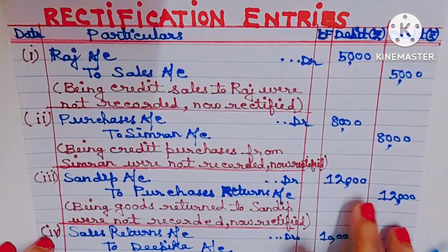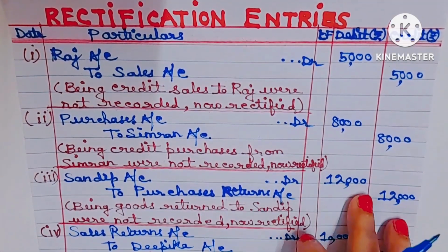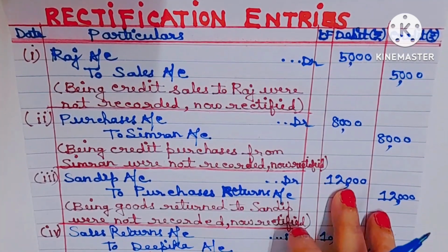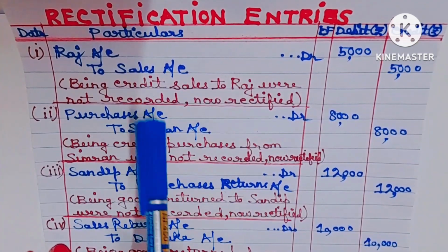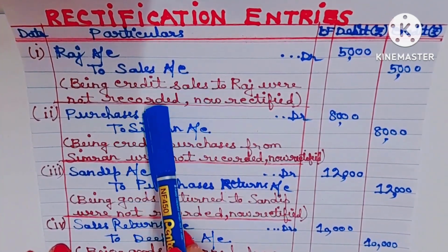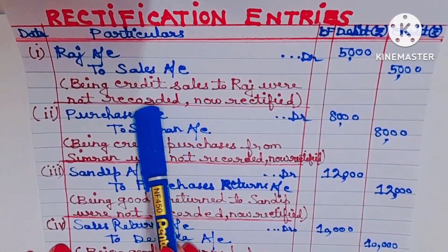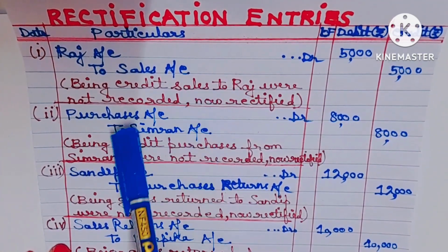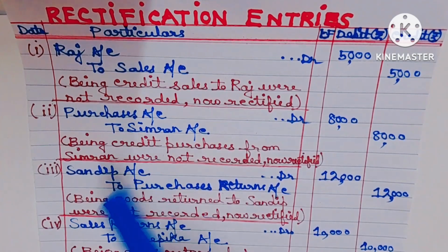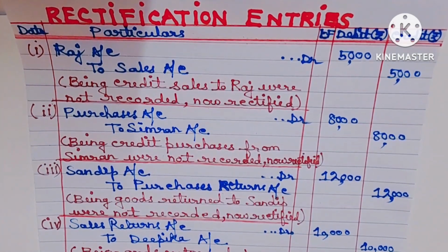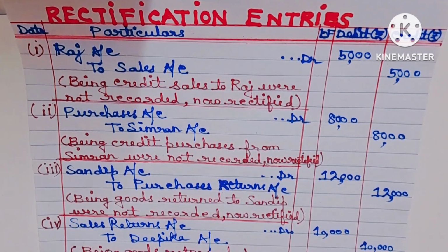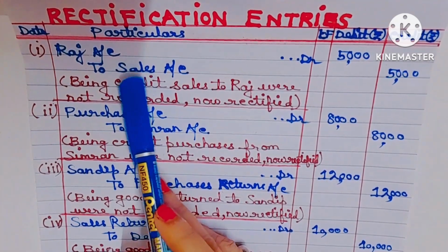But still, today I'm going to tell you why Raj account is debit in the first transaction. Why Raj account is debit? See the first transaction. Goods sold to Raj on credit were not recorded. Why Raj account is debit? Because Raj comes under personal account. And according to personal account, the receiver of the benefit is debit. Here Raj is the receiver of the benefit. That is, he is the receiver of goods. So Raj account will be debited.